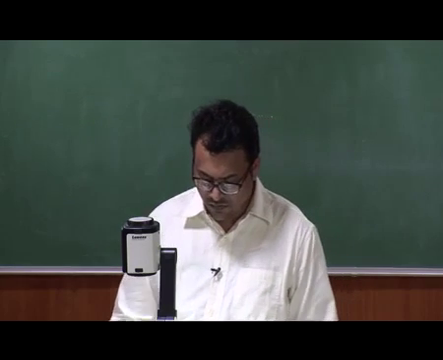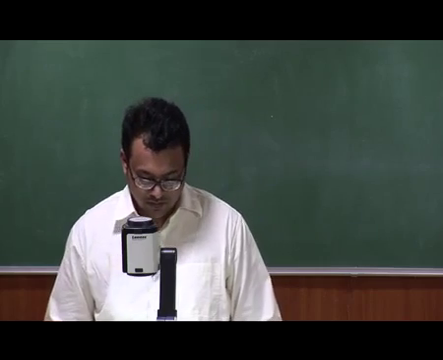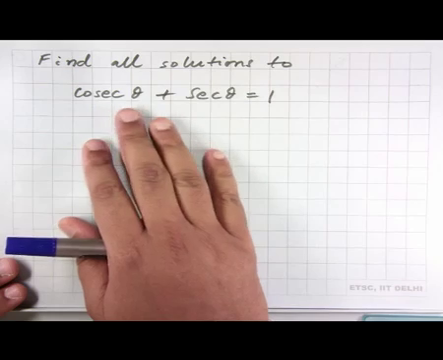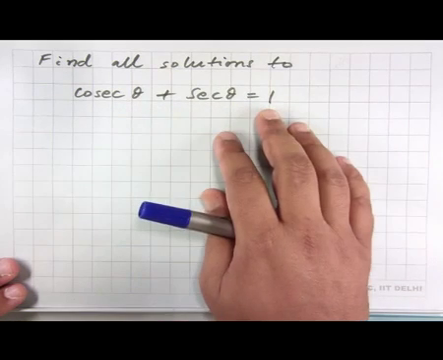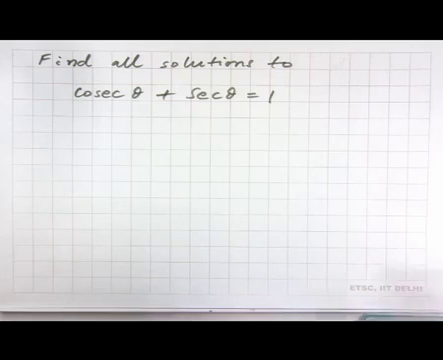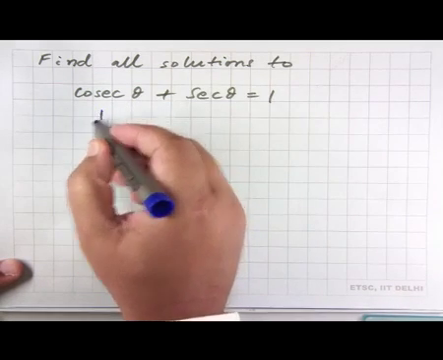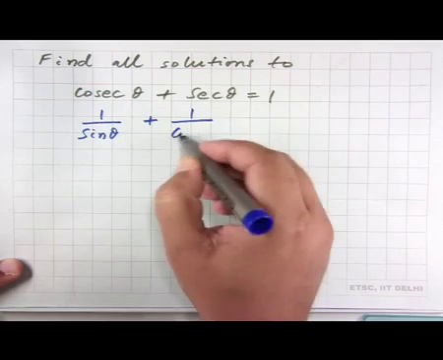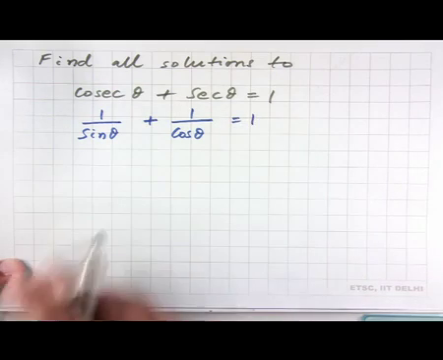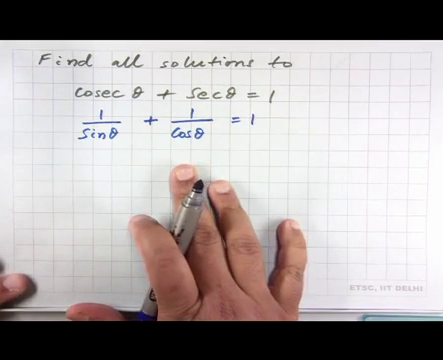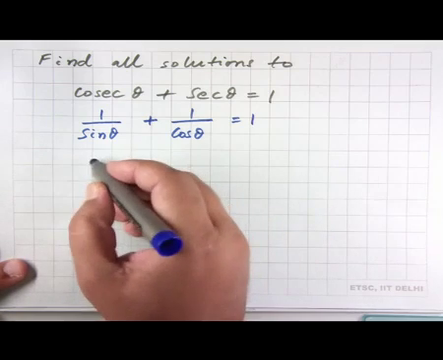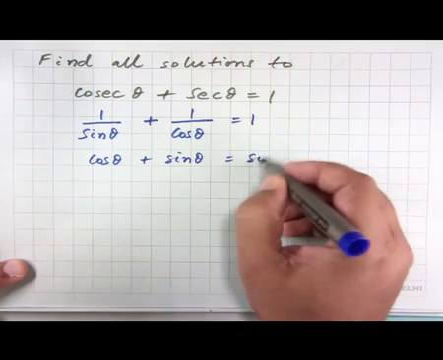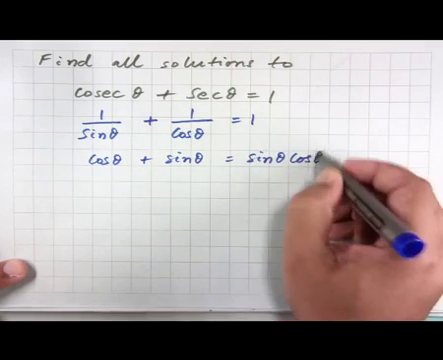Let us take a slightly more difficult problem. In this problem we are asked to find all the solutions to cosecant theta plus secant of theta equals 1. So, again we will express cosec theta as 1 over sin theta plus 1 over cos theta equals 1, and then when you multiply both sides with sin theta cos theta, you end up getting cos theta plus sin theta equals sin theta into cos theta.